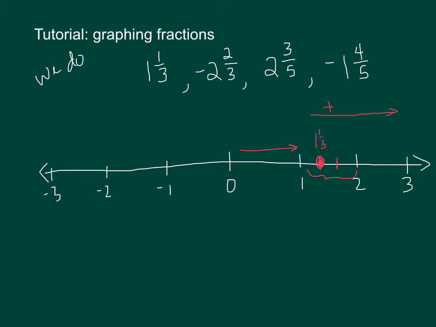Let's look at the next one. That is negative 2 and 2 of the 3 broken pieces. Remember, in negative land, we start from here and we move that direction. So I'm going to go negative 2 whole pieces. There's negative 1, there's negative 2, and I'm going past that. So I made it to negative 2. I just didn't make it to negative 3. I'm going to find myself somewhere in between the negative 2 and the negative 3. I definitely made it to negative 2, though.